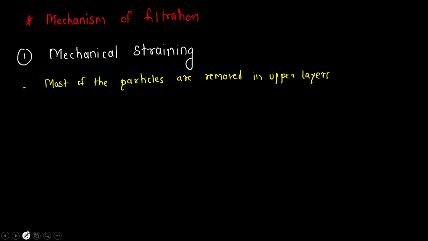If I draw the diagram here, it will be more clear to you. There are very fine particles present in the filter media in the topmost layer. The topmost layer consists of very fine sand. As we go down, the size of the filter media changes. There is a sand bed at the top, and then at the bottom there is a gravel bed.